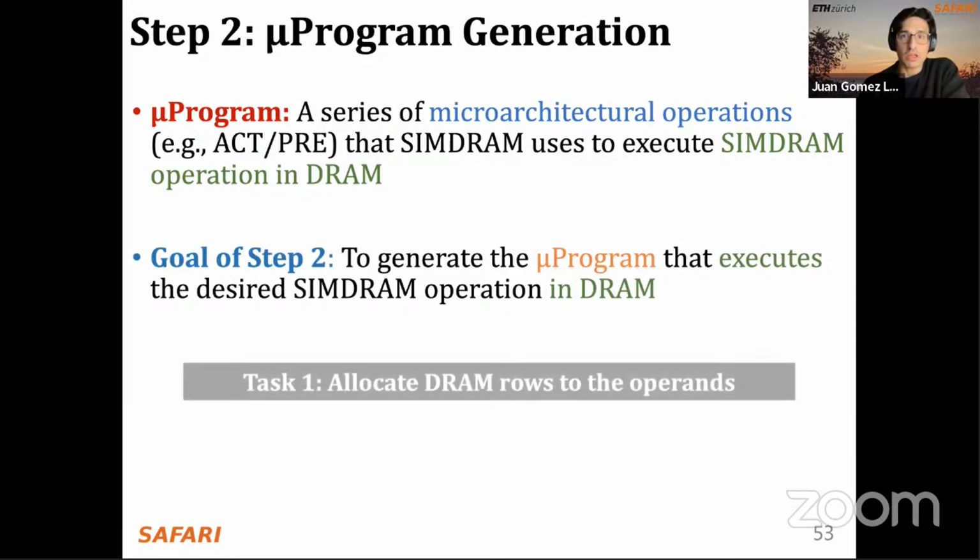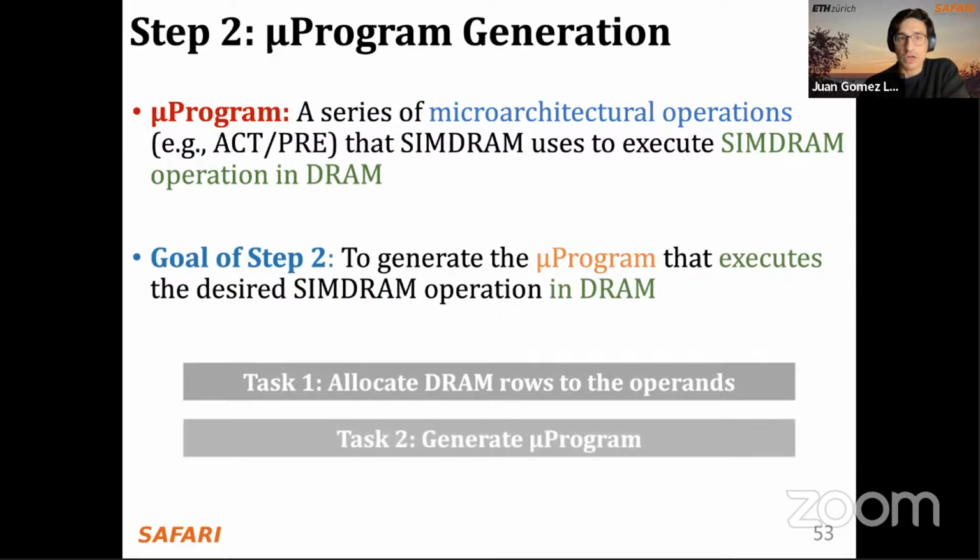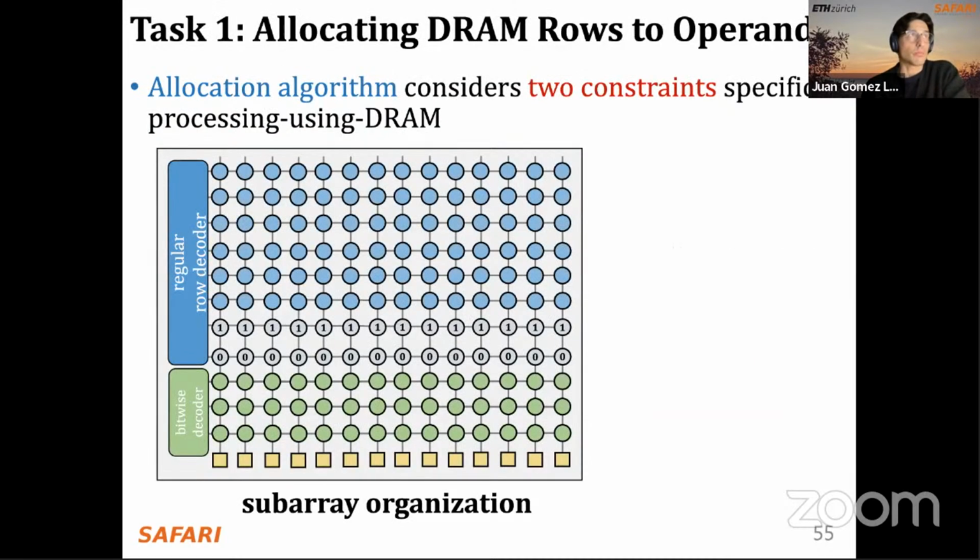And this step 2 is divided into 2 tasks. In the first task, we allocate DRAM rows to the operands. In the second task, we generate the microprogram. So let's first start with task 1, allocating DRAM rows to the operands.